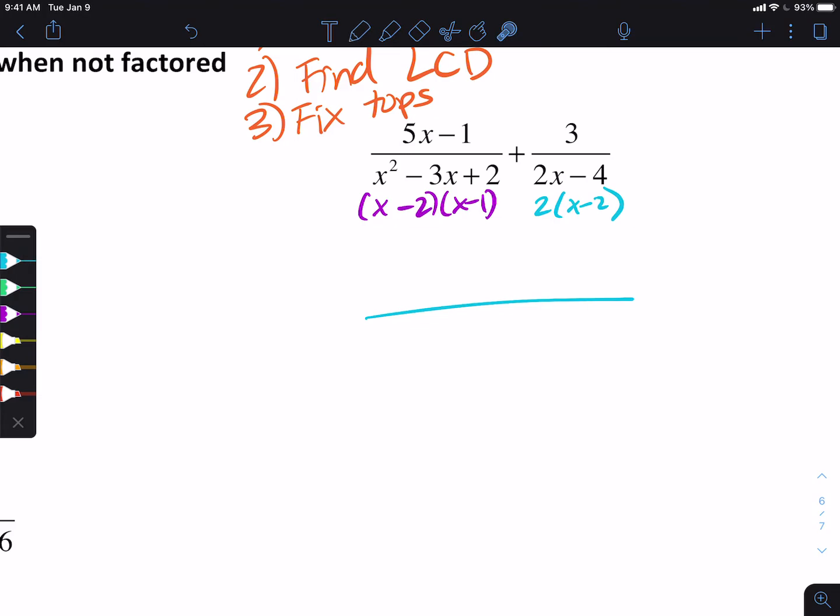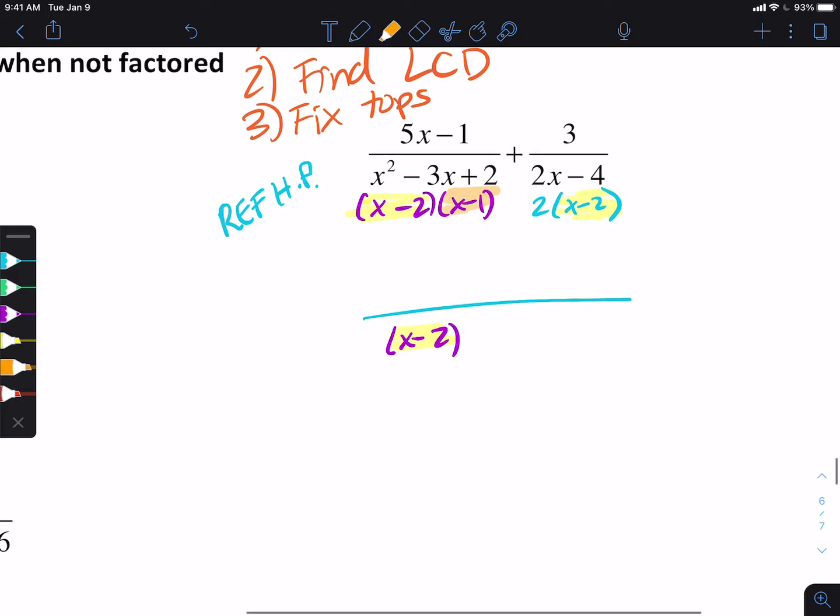So for our least common denominator we have to represent each factor to the highest power. So we're going to do x minus 2. Those are the same, but they're both to the first power, so I'm representing the highest power. So I get x minus 2. And then we've got x minus 1. And then I have to represent the 2 as well. So then this is my least common denominator. So then I'm going to compare.